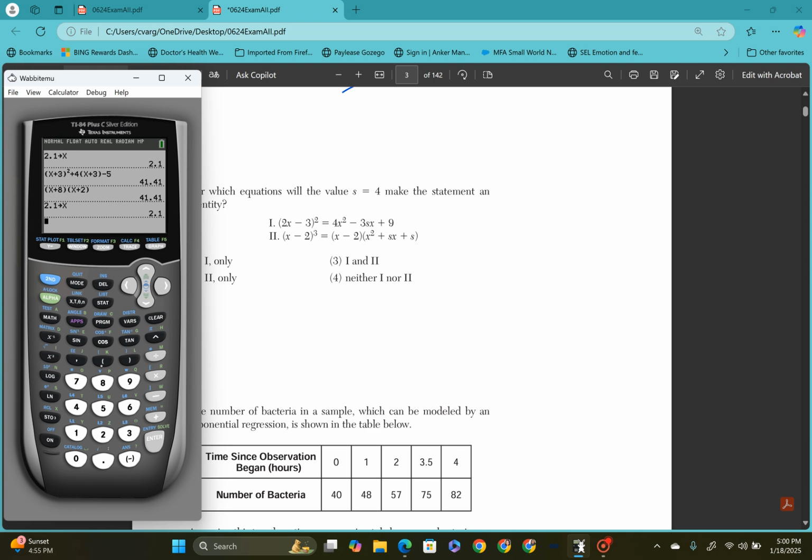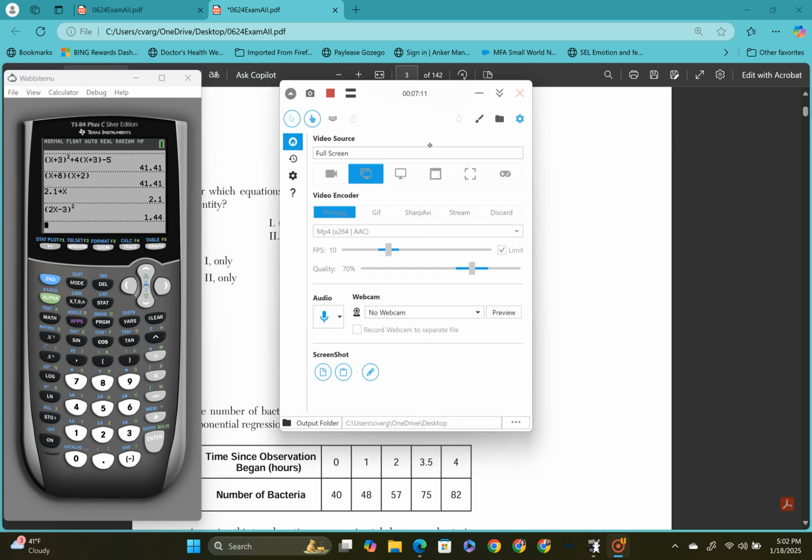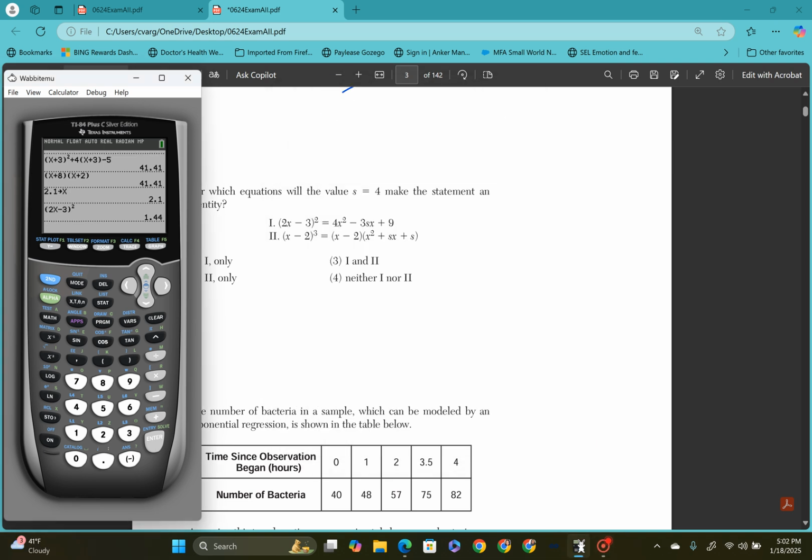So I'm going to put in my first function. So parentheses 2x minus 3. I'm going to close that. Oh, there we go. Sorry. While she was freaking out, I plugged in my squared, and then I'm going to do the same thing for the other side, which is 4x squared minus, now look, it says 3sx, right? But they want us to take s and put 4 there. So 3 times 4, and then x. Cool, and then we have plus 9.